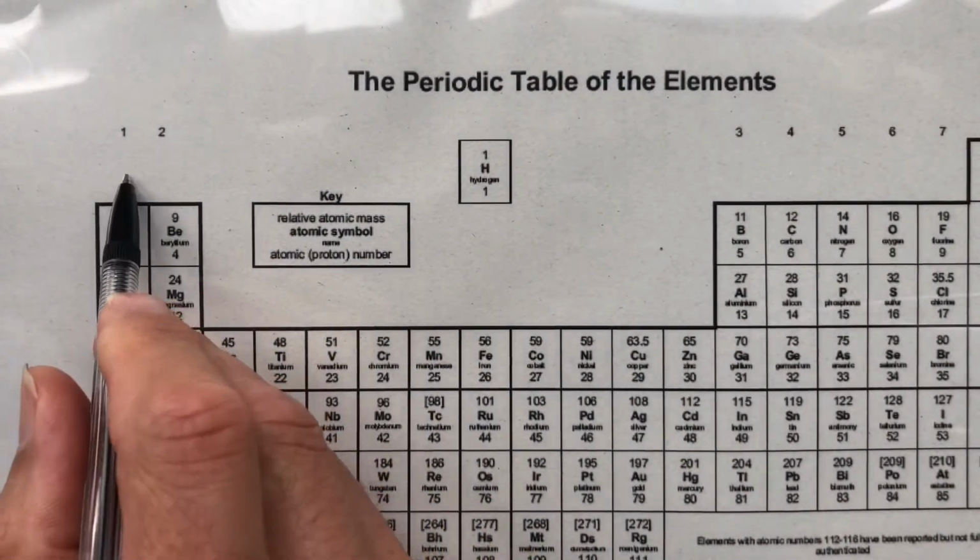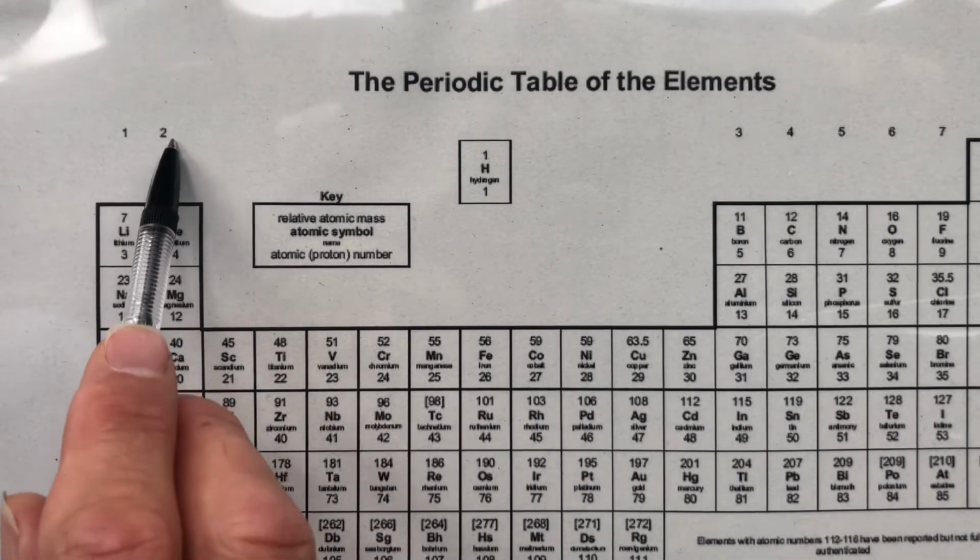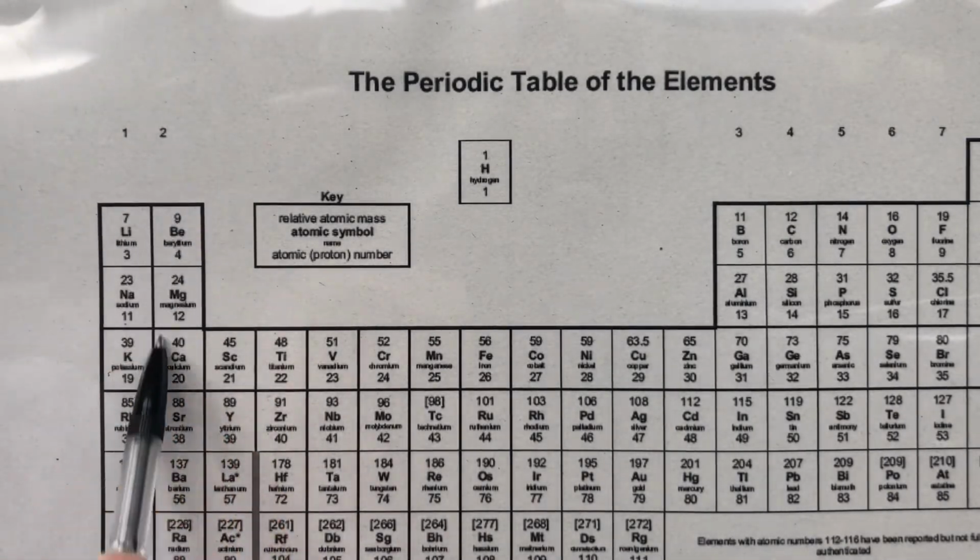If something is in group 1, it's got 1 electron on its outer shell. That means to form an ion, it wants to lose 1 electron. So it's going to form the 1 plus charge. If something is in group 2, it's got 2 electrons on the outer shell.